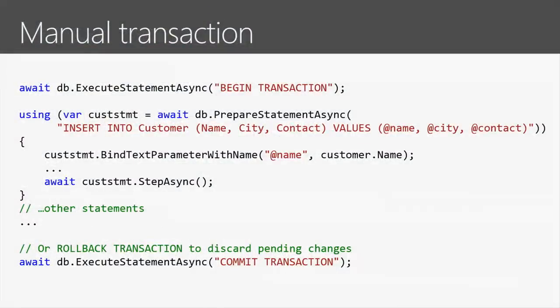So it looks a bit like this. Execute statement async, begin transaction, and then you do all your updates, do multiple inserts. There's only one shown on the slide because I didn't have room for more. But you do a bunch of inserts and updates and deletes and all sorts of stuff. And then at some point you decide in your logic that you want to roll this back, and you would execute statement rollback transaction. Or if everything's good, you say commit transaction, and then all the changes will be applied.